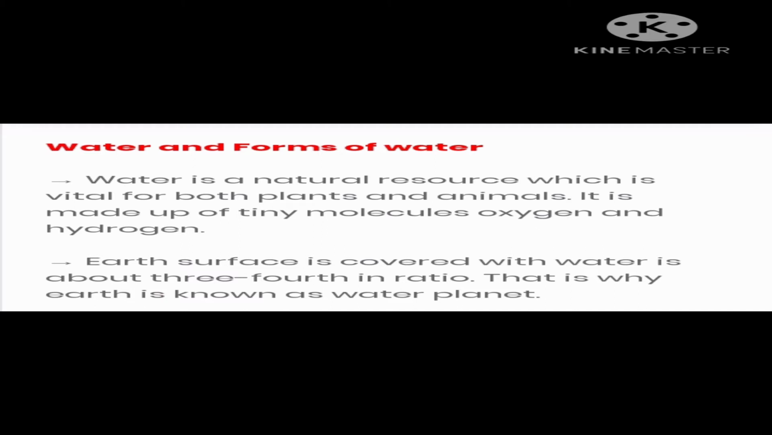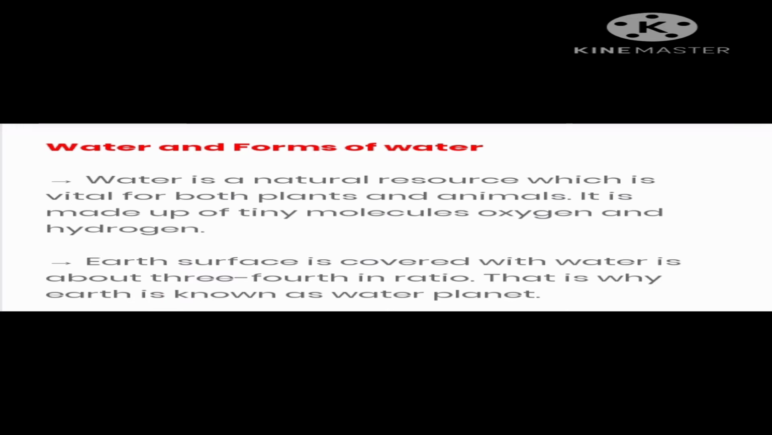If I talk of the earth's surface, our earth's surface is covered with water, about 3/4 in ratio. That is why earth is known as a water planet or a blue planet, because it is covered with a huge amount of water. So this was all the basic introduction about water.